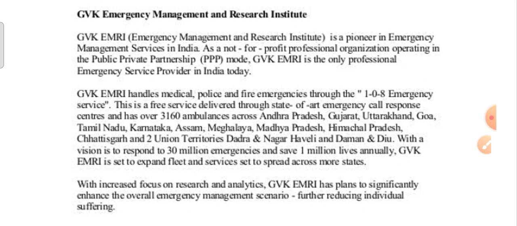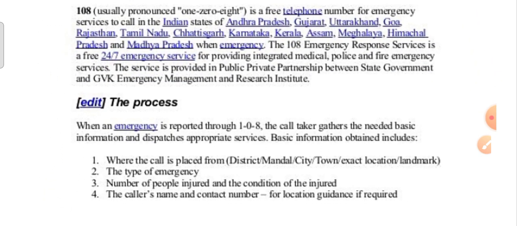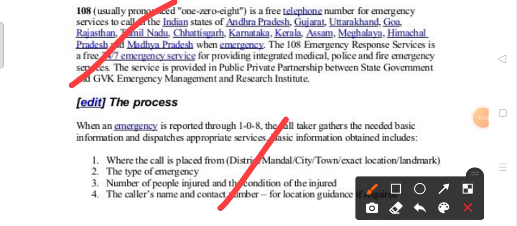You can write this one and all. No need to write everything, but you have to write these points. These are very important points, you can write them. Already we have mentioned this one, no need to write it again.